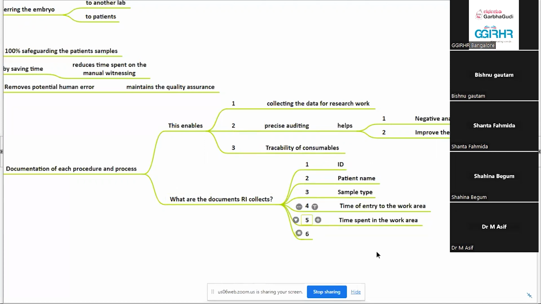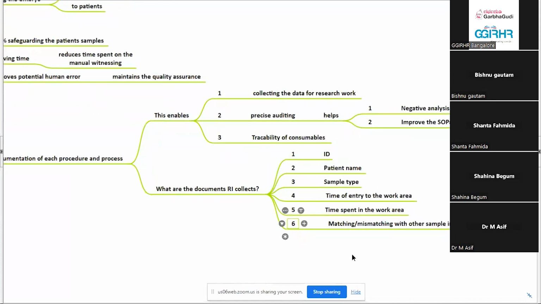And fifthly, the time spent in the work area, the duration the patient was inside the clinic or hospital premises. All this can be recorded. And the sixth one, matching or mismatching, can also be recorded by the RI witnessing system. So all these will be recorded so that the trust between the embryologist, clinician and the patient will be stronger.